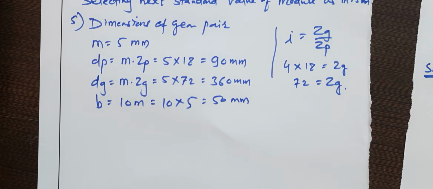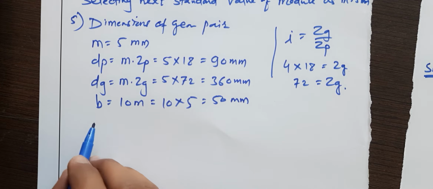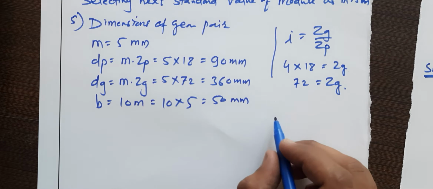Normally, to check whether the design is safe or not, you have to use Buckingham's equation, but it is not mentioned in the numerical itself. It is mentioned that the velocity factor is to be used to account for dynamic load. So here the velocity factor is nothing but CV.